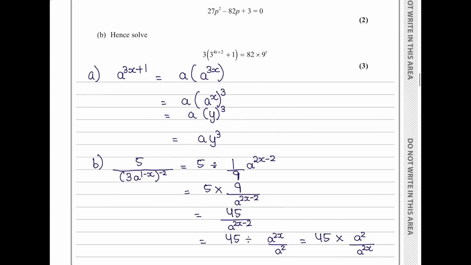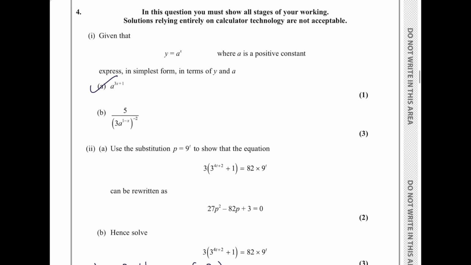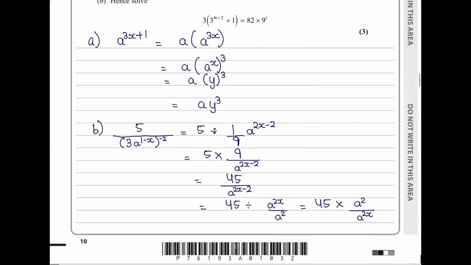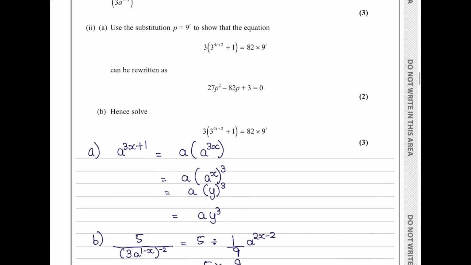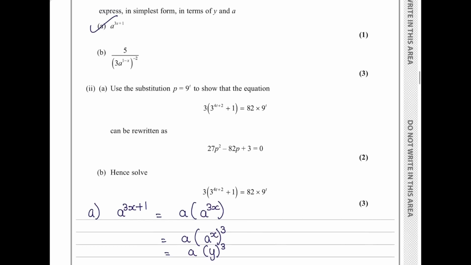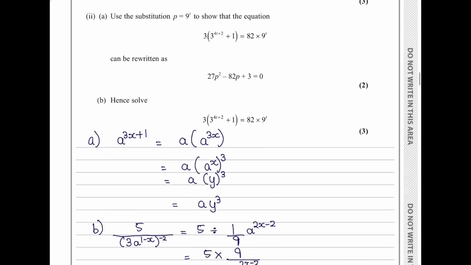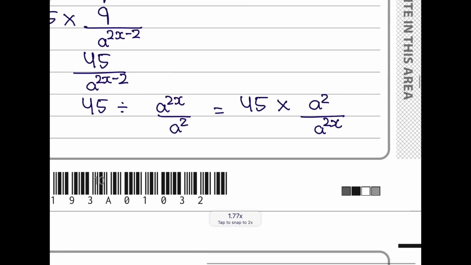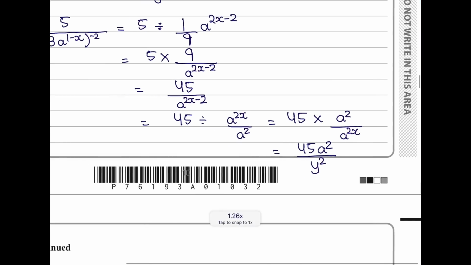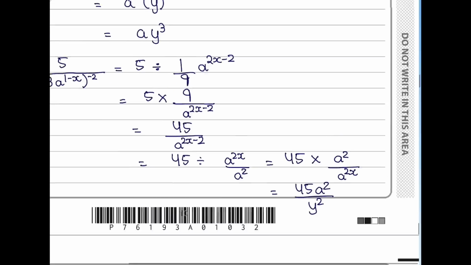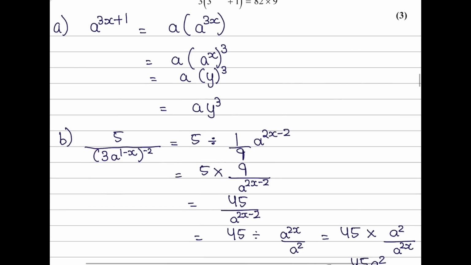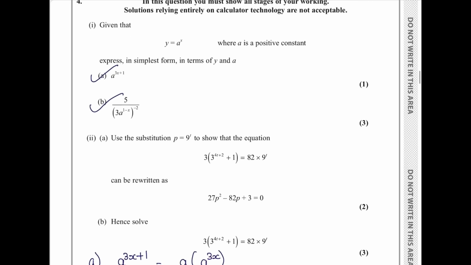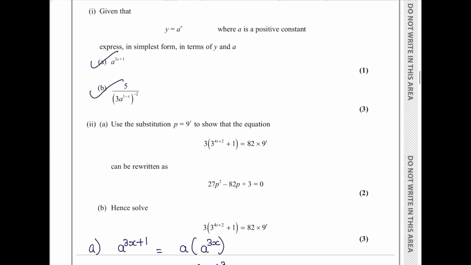Now what is a raised to 2x? A raised to 2x can be written down as y squared. So I can write this down as 45 a squared divided by y squared. I hope this part is clear. Okay. We are done with part 1, parts A and B.